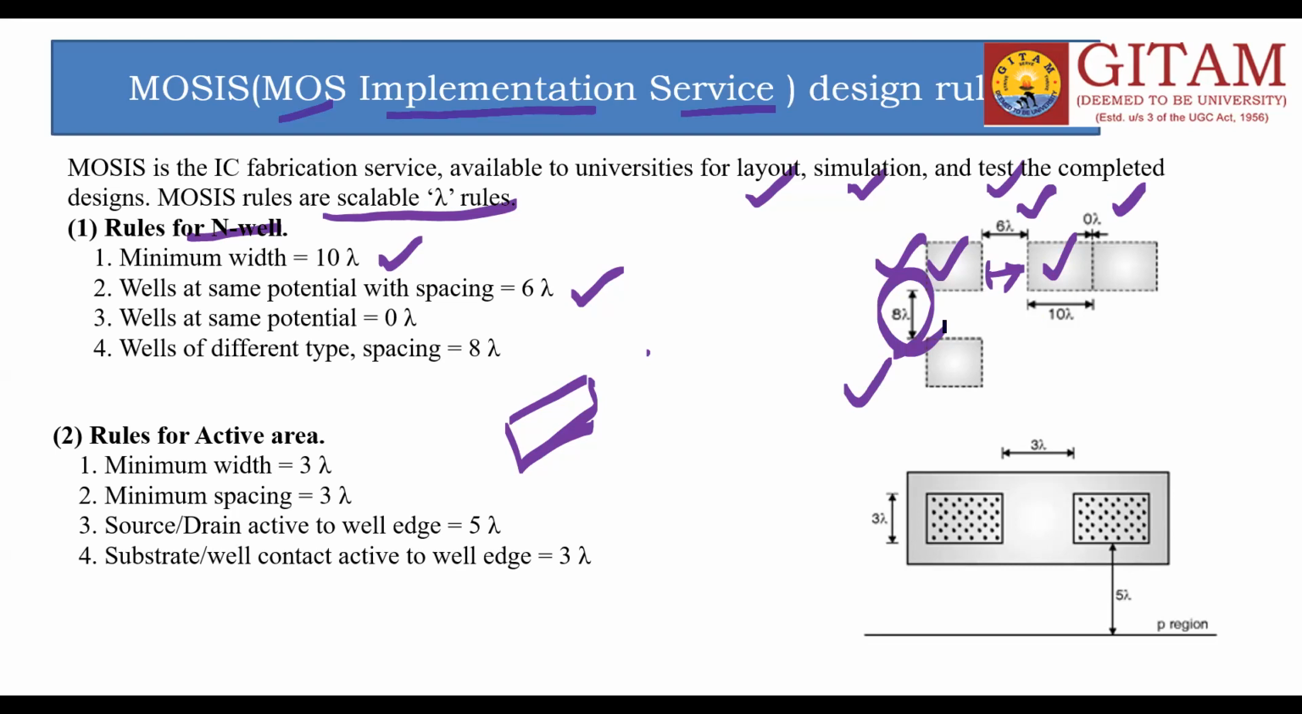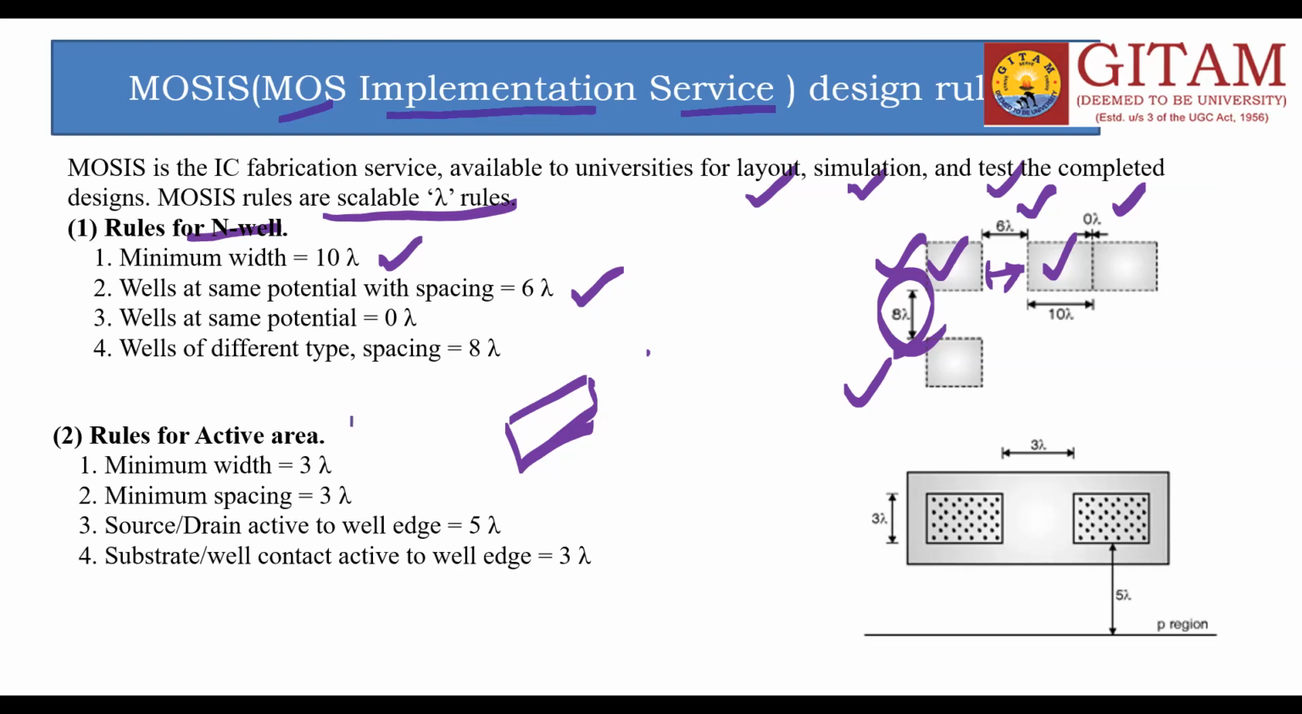These are the rules for the wells. You can take N-wells or P-wells. The minimum distance between the two wells depends on the potential. If both are at the same potential, it may be 0 or 6 lambda. If both are at different potentials, then the minimum space between the two wells should be 8 lambda, and the width of the well should be 10 lambda.